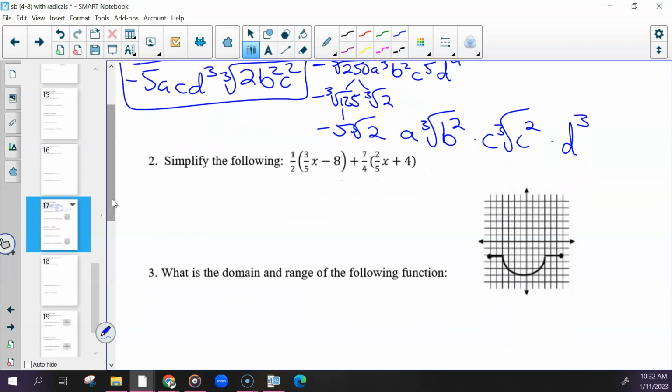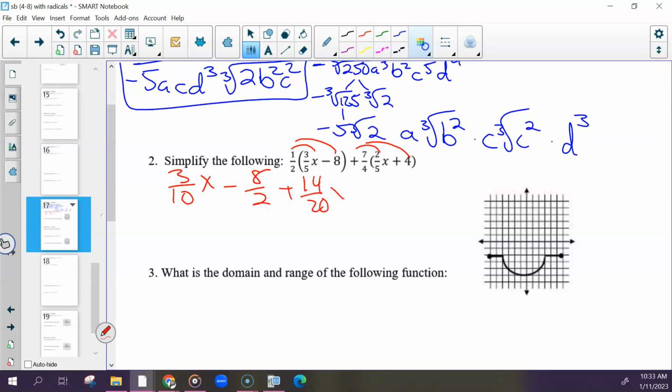Number 2, we needed to simplify, distribute first. Whether you simplified as you distributed or not didn't matter. I'm going to wait and distribute or simplify afterwards. So we have 3/10 x minus 8 over 2 plus 14/20 x plus 28/4.